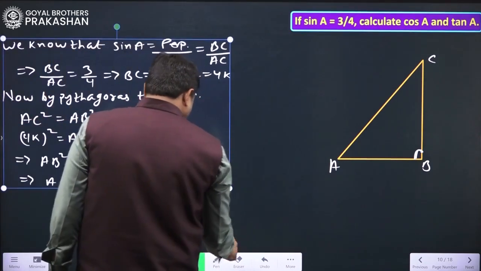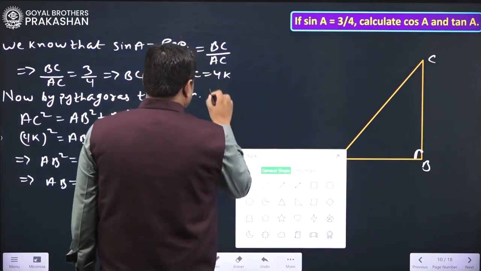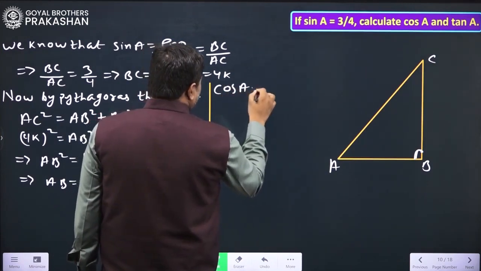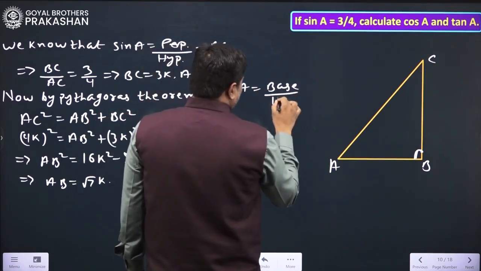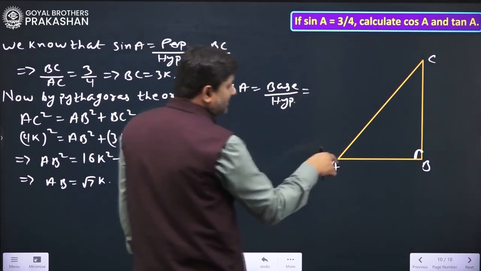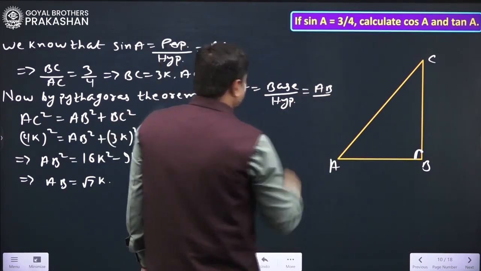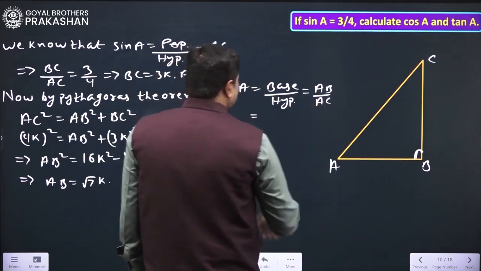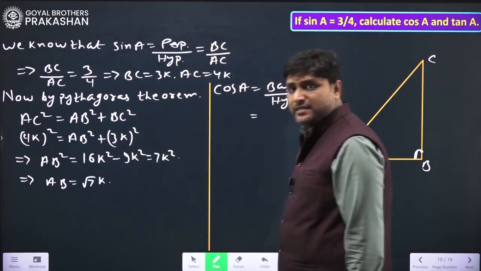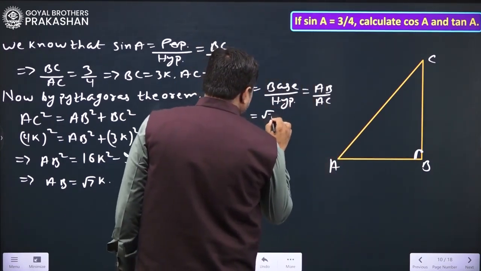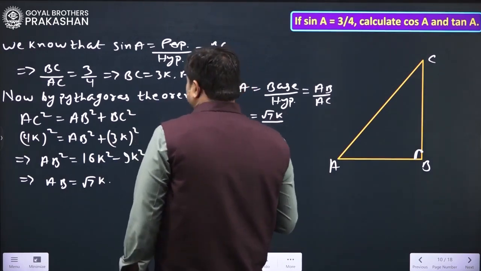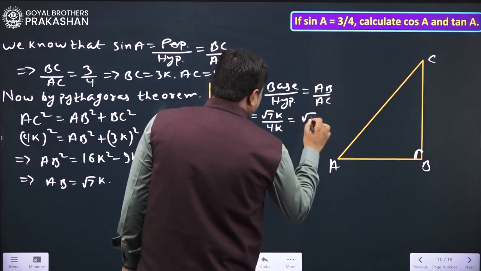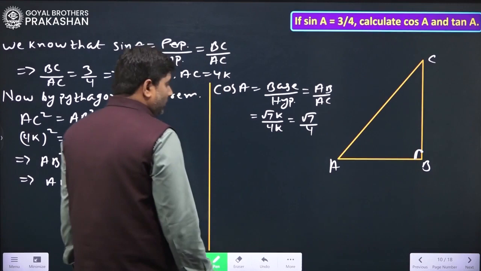Now we have to evaluate cos A and tan A. So we know that cos is base by hypotenuse, and for angle A, base is AB and hypotenuse is AC. So cos A will be AB upon AC, and AB is square root of 7 K, so square root of 7 K upon AC. AC is 4K, so K and K get cancelled. It will be square root of 7 by 4.